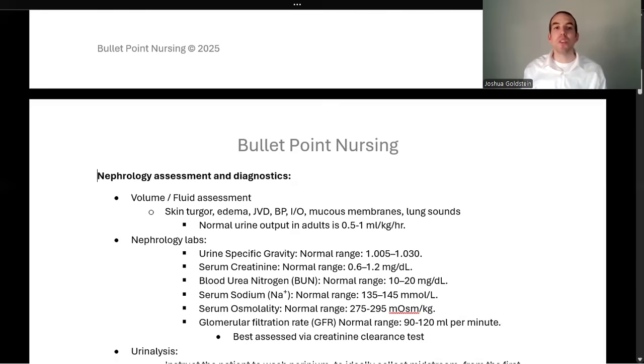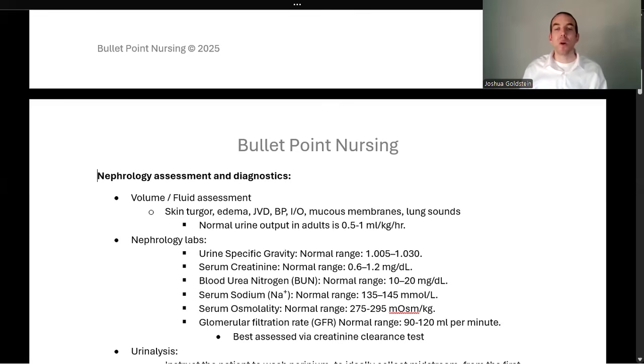Next, let's go through some nephrology-specific labs. We have urine-specific gravity. This is obviously tested on a urinalysis, and a normal range is listed over here. If a patient has an elevated urine-specific gravity, that means the urine is very concentrated, which is a sign of dehydration. Next, we have serum creatinine. Normal range is listed here.